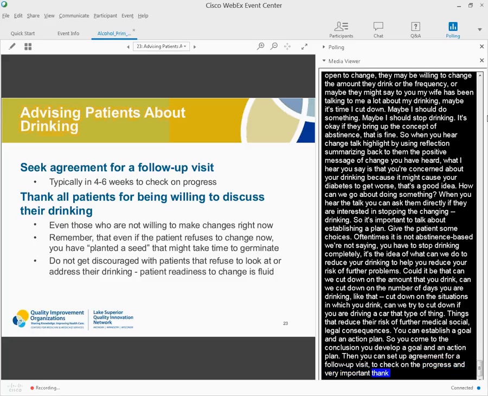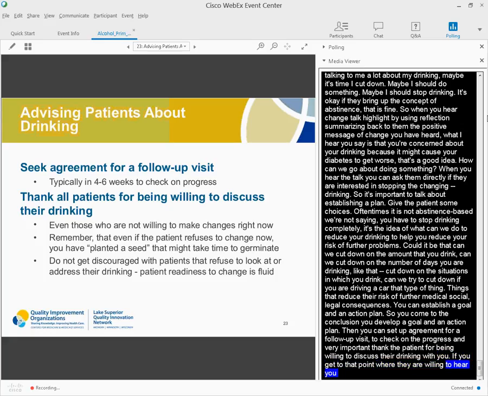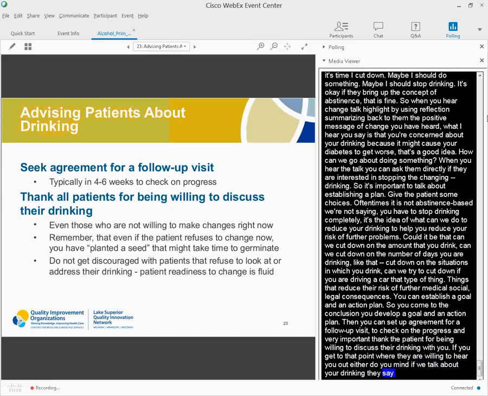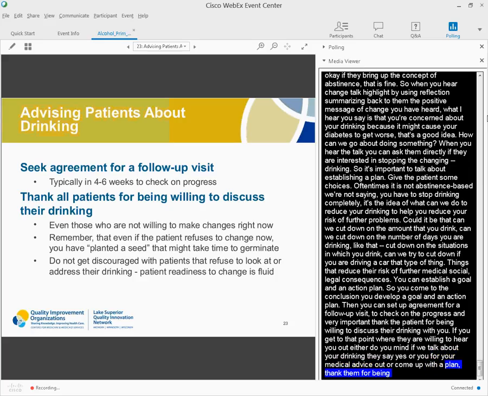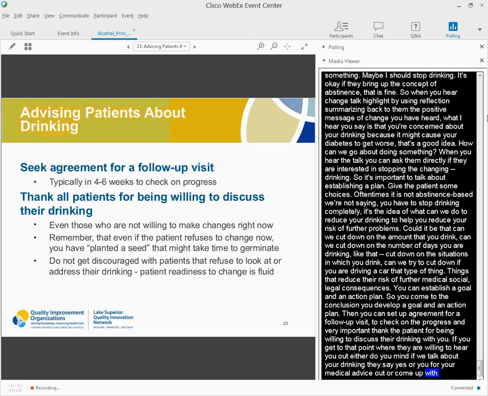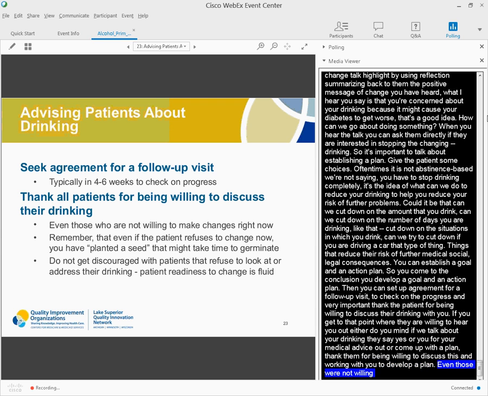If you get to that point where they're willing to hear you out, either, do you mind if we talk about your drinking, and they say yes, or when you get to the point of offering your medical advice or developing a plan for the reduction of their drinking, thank them for being willing to discuss it and working with you to develop a plan for that. Even those who are not willing to make changes now, you planted the seed. It might take some time to germinate.